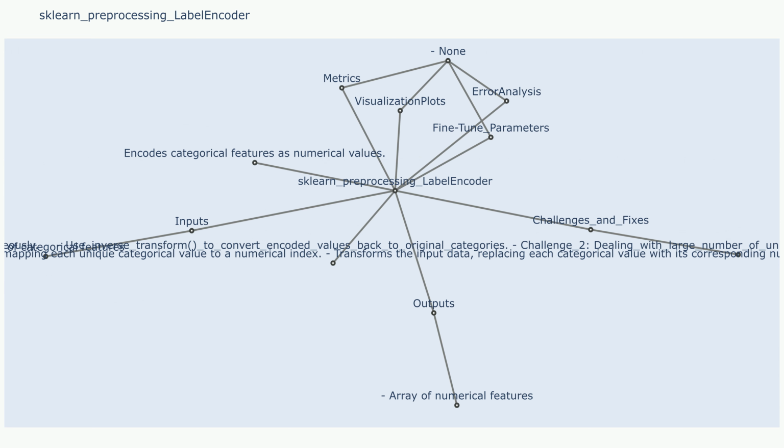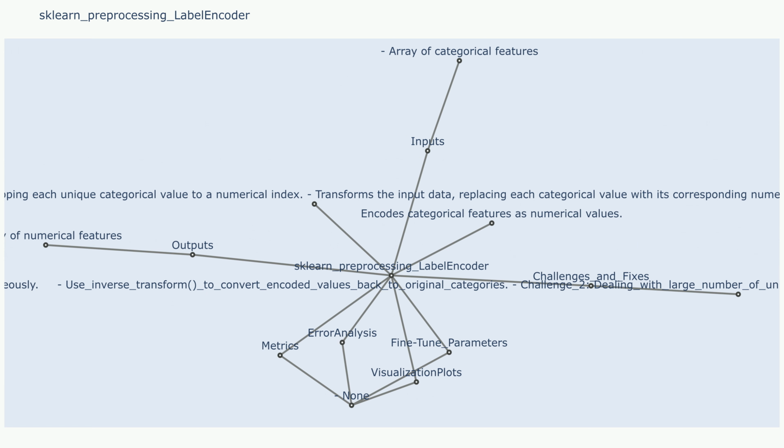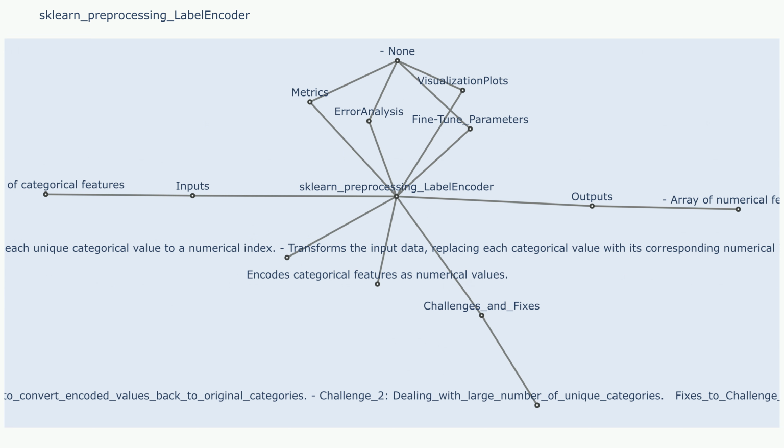Sample use case that resulted in challenge 1: using LabelEncoder on the entire dataset before splitting it into training and test sets. Fixes to challenge 1: fit the LabelEncoder only on the training data, and then use the same fitted encoder to transform both the training and test data. This ensures that the encoder only learns the mapping from the training data, preventing data leakage. Challenge 2: handling new categories. If the LabelEncoder encounters a new category during the transformation process that was not present in the training data, it will raise an error.